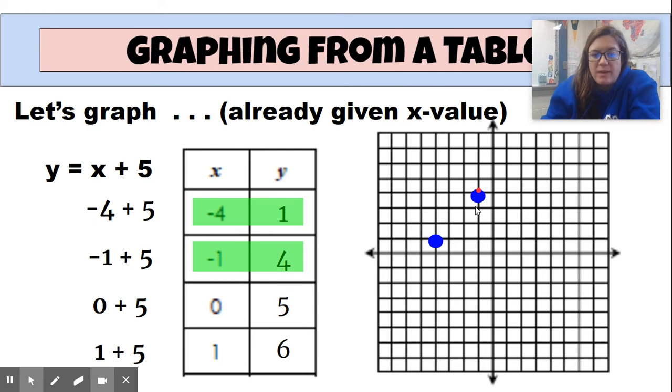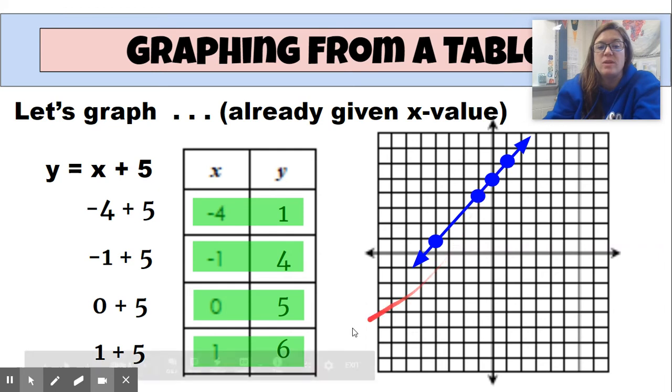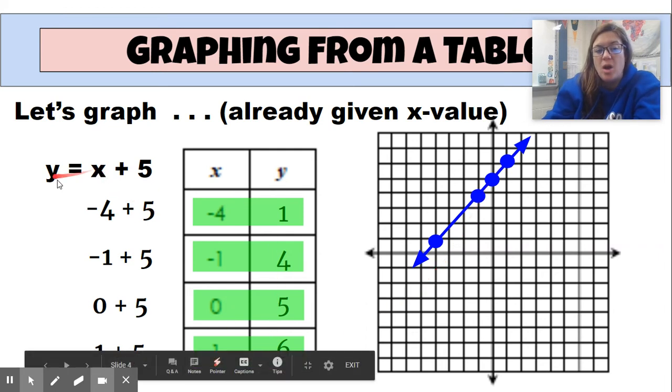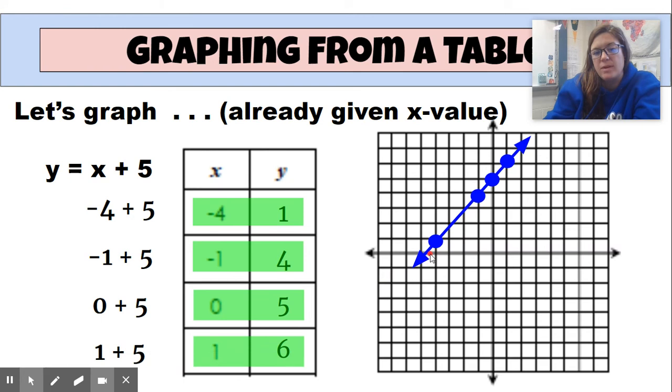And then 0, 5. So 0 means I don't go left or right, and then I go up 5. 1, 2, 3, 4, 5. And then 1, 6, right? 1 over, up 6. 1, 2, 3, 4, 5, 6. And then I'm going to connect these points with a line and put arrows at the ends because this line actually goes on forever. So these are not the only 4 points on this line, on this function. It goes on forever. There's an infinite amount of points that I could have plotted on this line.